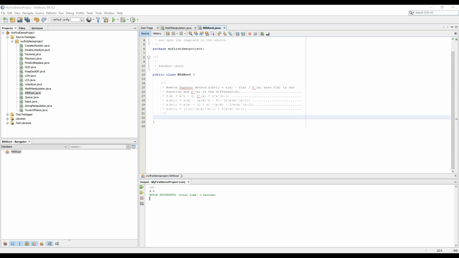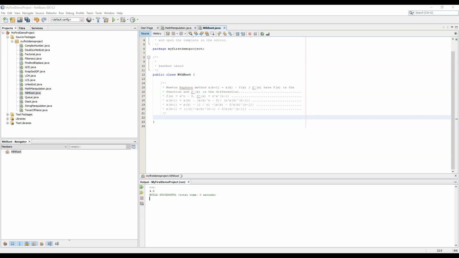X(k+1) equals xk minus f(x) divided by f'(x), where f'(x) is the derivative and f(x) is the function. So I have noted here f(x) is equal to x to the power n minus s, where s is the number whose root we want. So f'(x) is equal to n into x to the power n minus 1. X(k+1) equals xk minus (xk to the power n minus s) divided by n into xk to the power n minus 1.